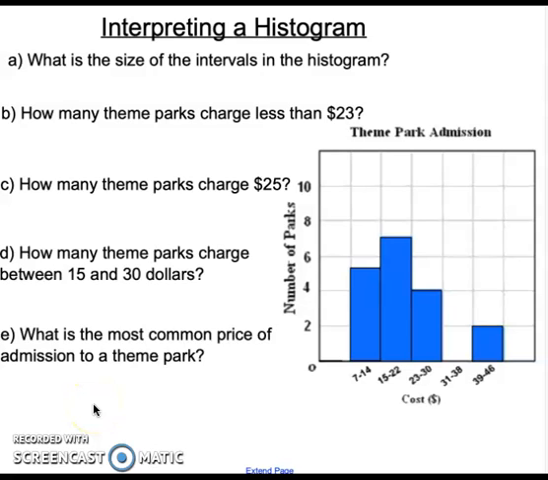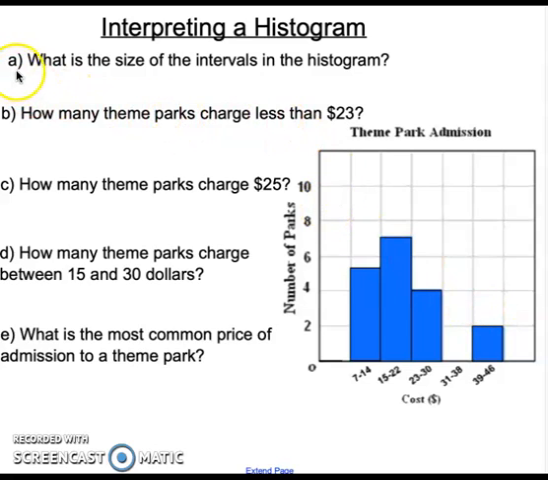Alright, now that we've made a couple, let's just real quickly look at some questions we can and cannot answer as we try to interpret a histogram. Histograms are nice in seeing trends in data, but they do have a little bit of a weakness in that there are some questions that you just can't answer based on what we're seeing in the graph.